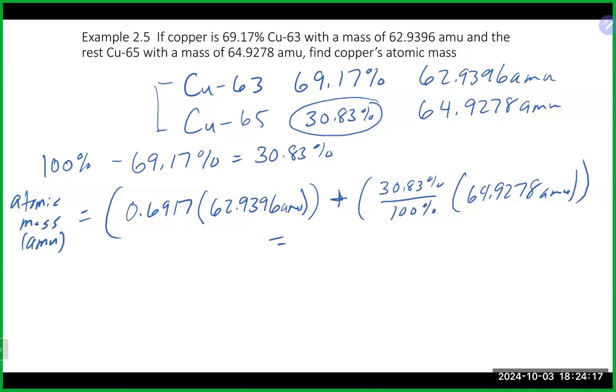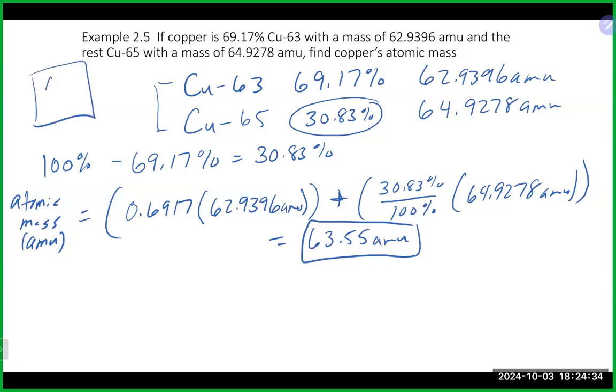And here we will get 63.55, I believe, for the atomic mass of copper. And that is what you see if you take a peek at the periodic table. That would be the number that you see underneath it. Any questions on that calculation there?